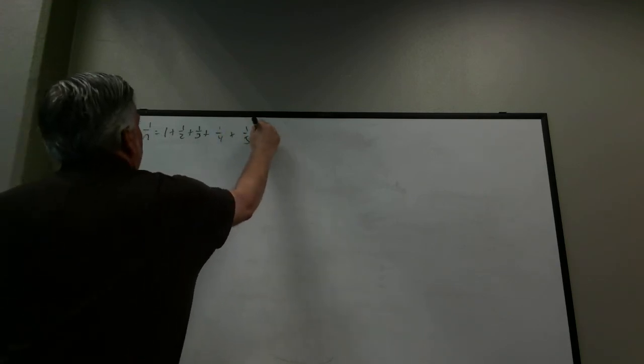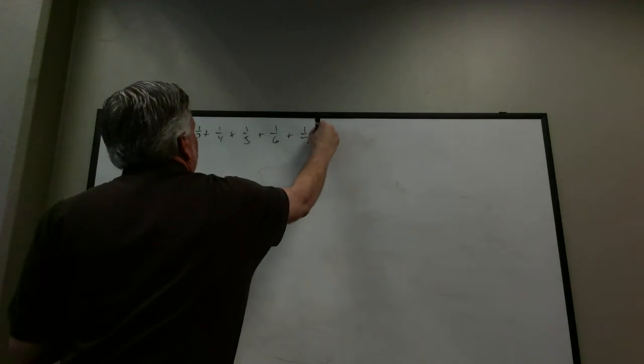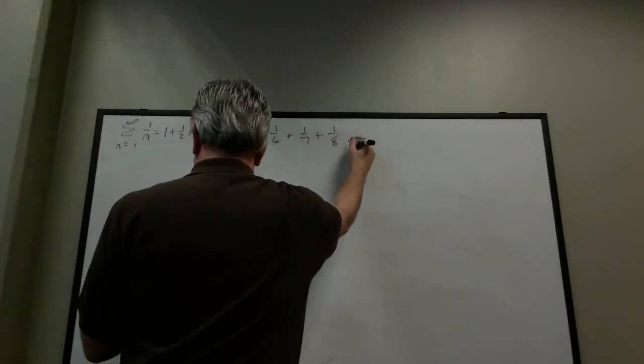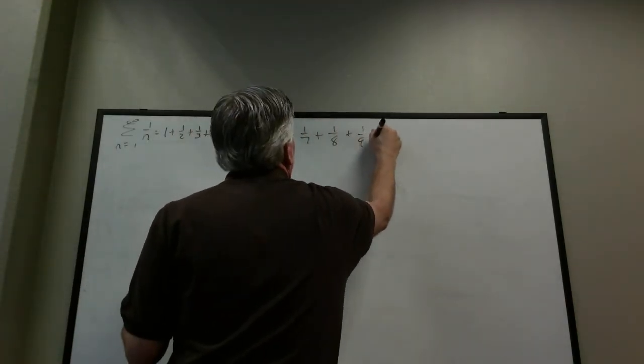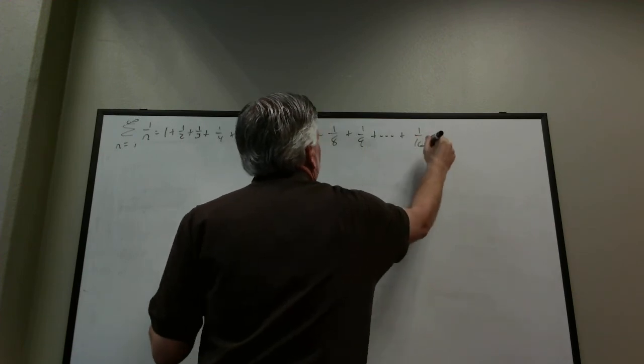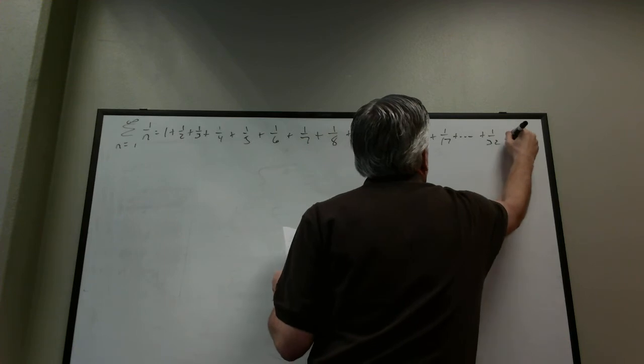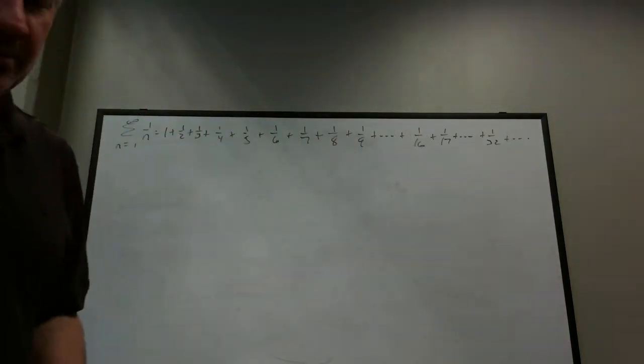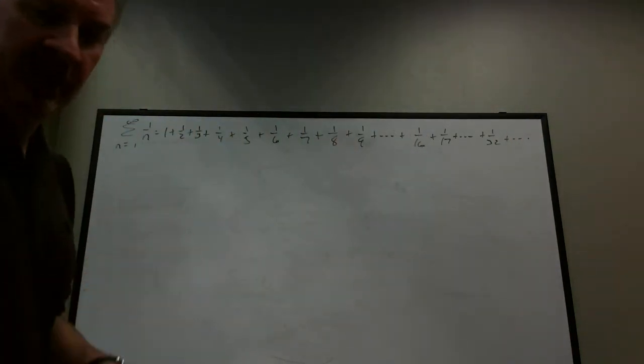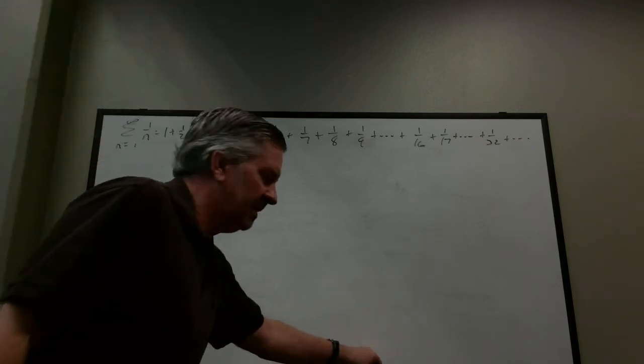let me write more terms out so I can explain part A. Plus a fourth, plus a fifth, plus a sixth, plus a seventh, plus 1/8, and then plus a ninth to the 16th, and then a 17th, all the way out to plus 1 over 32. Okay. So they mentioned Bernoulli explained a way to show that this series diverges, right?